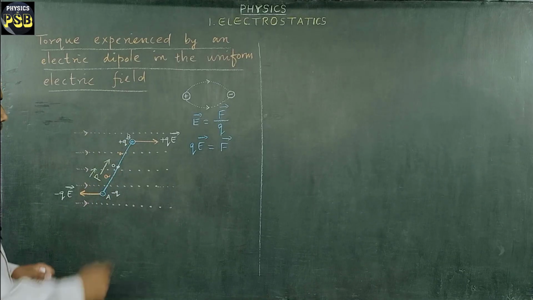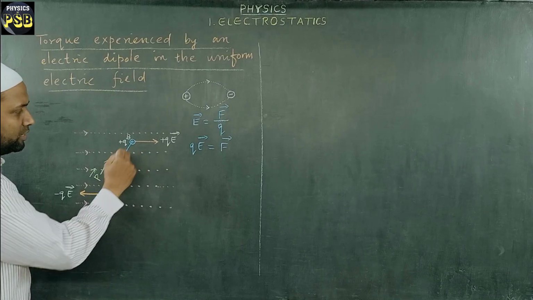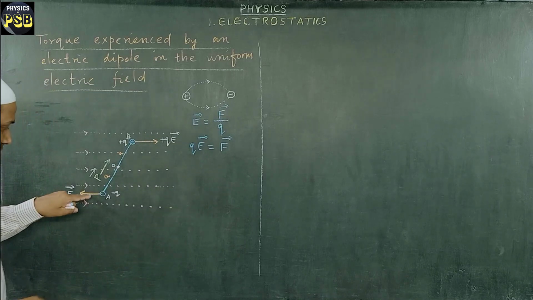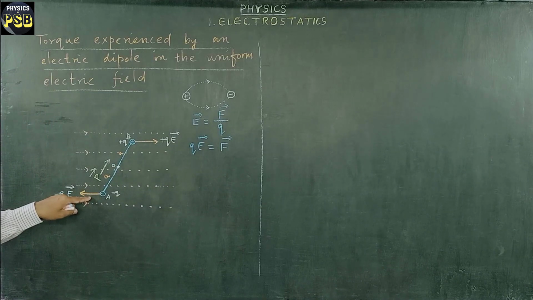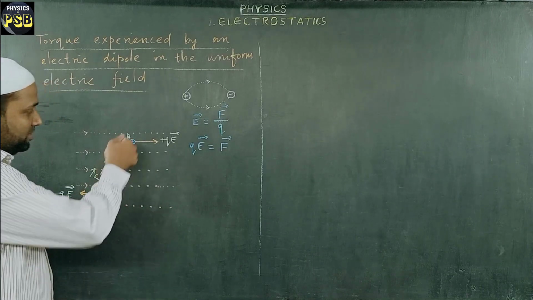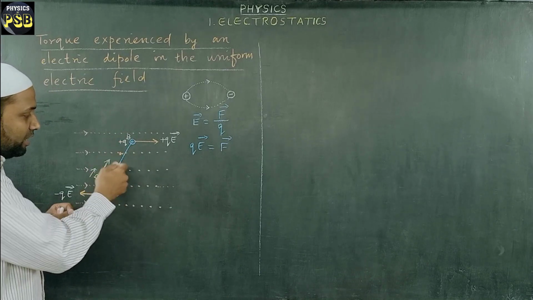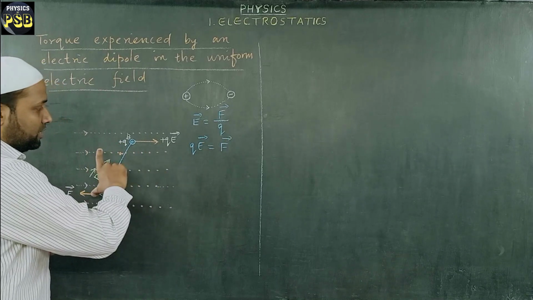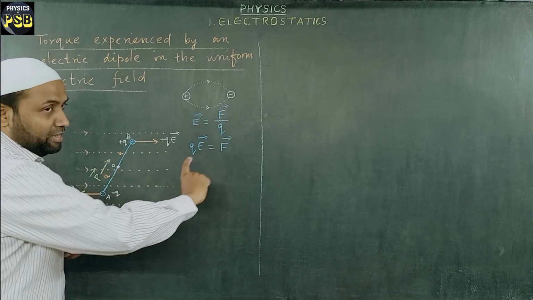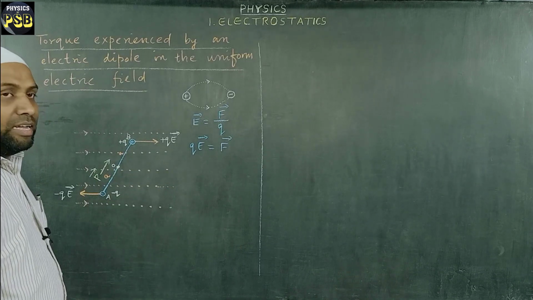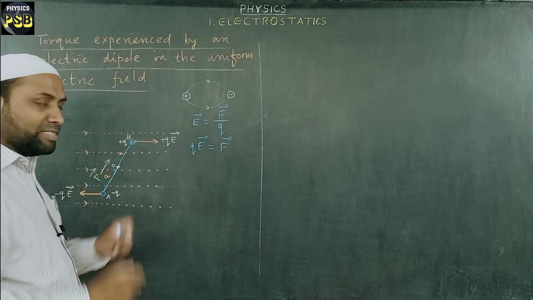Because of this, what happened? This force is trying to move this electric dipole towards the right side, and this force is trying to move this electric dipole towards the left side. So as a result, they cannot move this electric dipole along the line, along the length, in simple words, because both of them have the same magnitude.